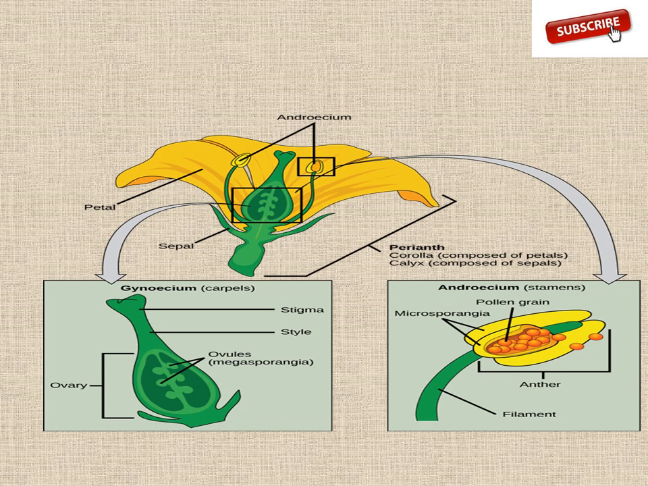It produces pollen grains. It is called microsporangia. And in gynoecium, it has stigma, style, and ovules. Ovules are called megasporangia. So it is very important for you to remember that ovules are called megasporangia and microsporangia are the androecium ones. So this is all about the male and female reproductive parts of the flower and how sexual reproduction takes place in flowering plants.